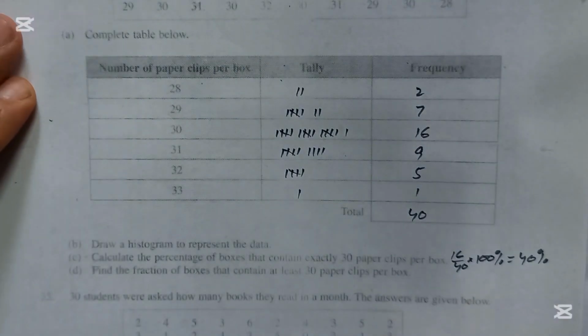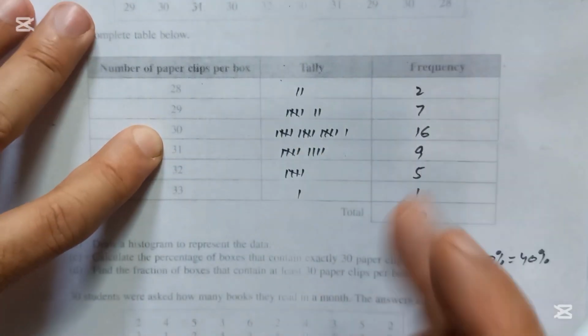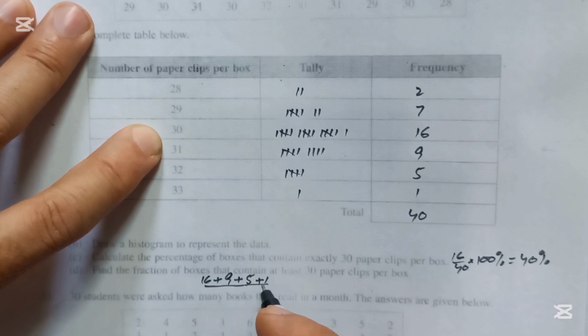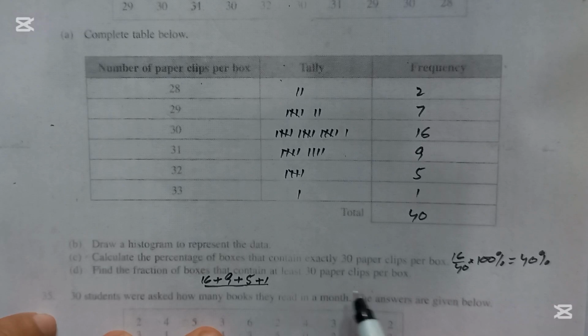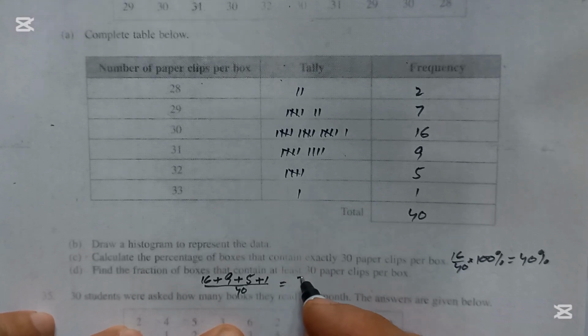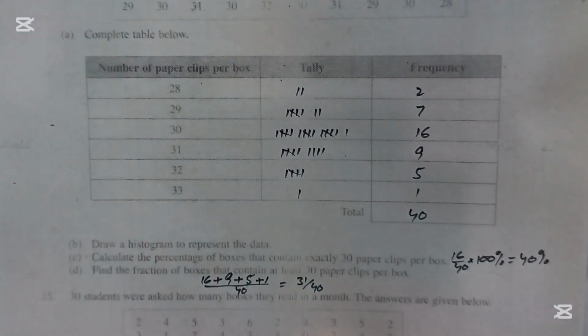Last requirement is find the fraction of the boxes that contain at least 30 paper clips. So at least 30 paper clips. So 16 plus 9 plus 5 plus 1 will be placed in numerator, because these are actually at least 30 paper clips. Divided by 40 will give us the answer. So 16 plus 9 will be 25, plus 5 is 30, plus 1 is 31. So 31 in numerator divided by 40 is the required fraction.